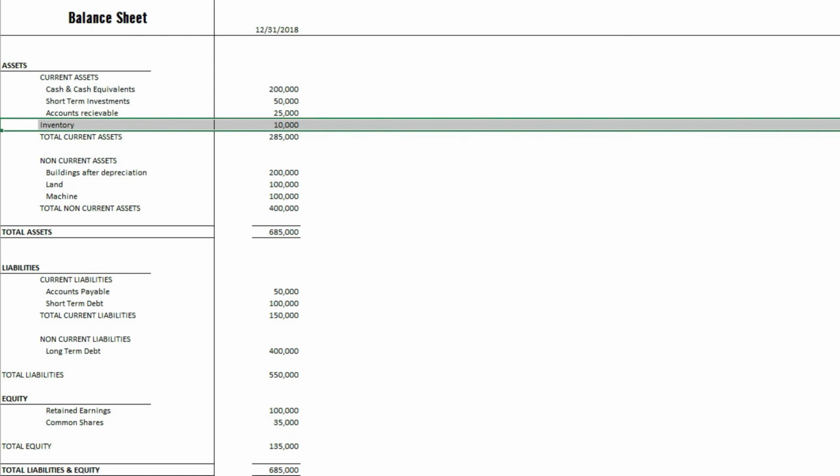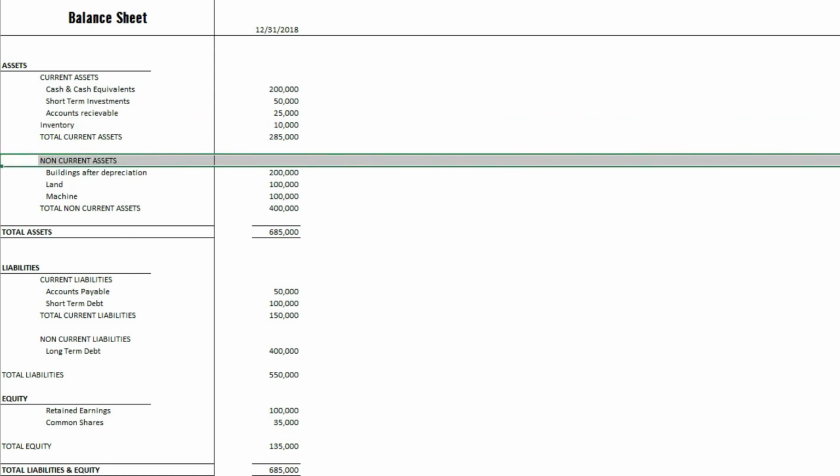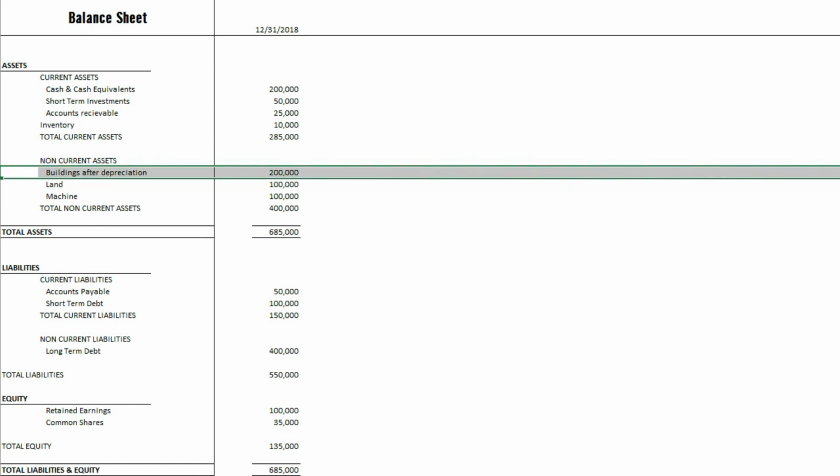Now let's head on to non-current assets. This will include land, machinery, and buildings. As discussed in my previous video about the income statement, depreciation is a non-cash expense which will allow us to depreciate the value of some of our non-current assets. This is done to reduce the tax bill. Some companies, when they prepare the balance sheet, will show the value of the asset post-depreciation, while others will list depreciation as a separate item. In this example, I have listed the value of the company's buildings after depreciation.